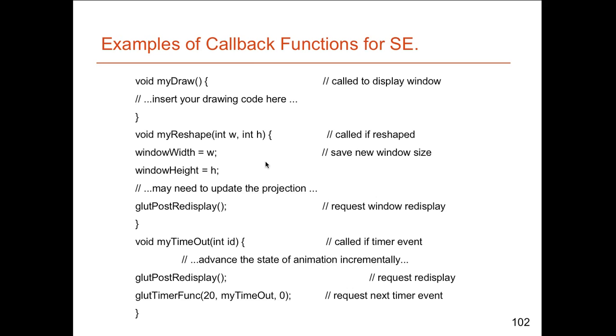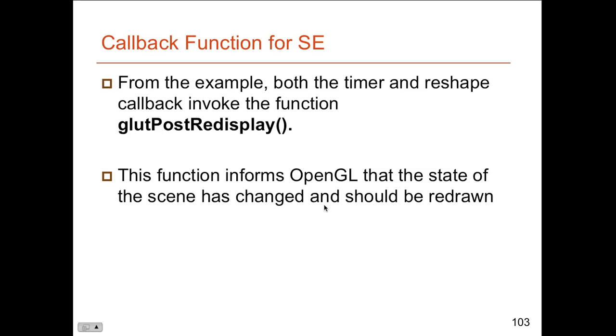So here's an example of a callback function for software engineering. Well, what are we going to do here? MyDraw is going to display a window, and then we're going to reshape the window, and then we're going to redisplay it, and then we're going to have a timeout, and when the timeout happens, we're going to redisplay it again. That's where you can create some interesting flickering if you wanted to.